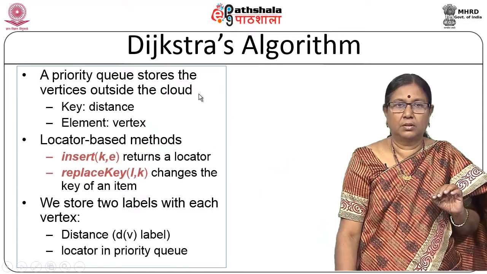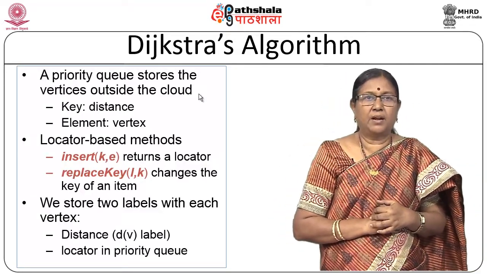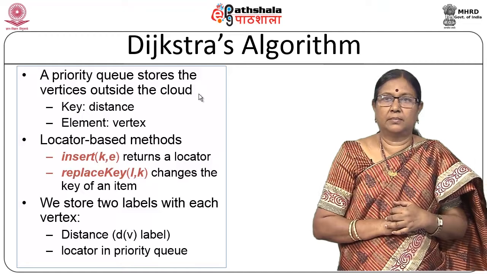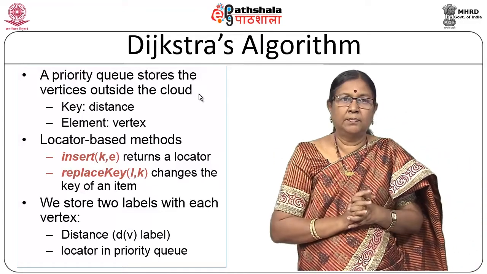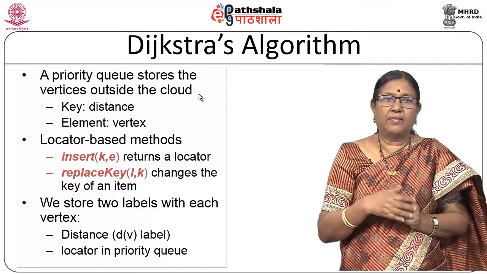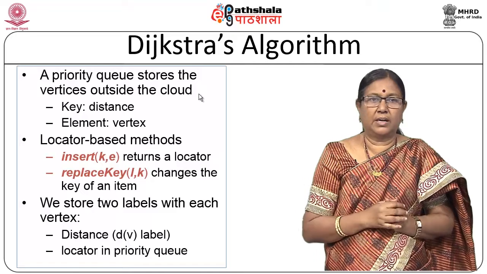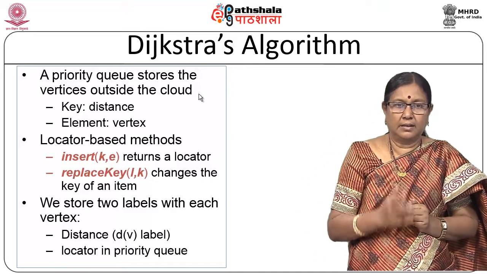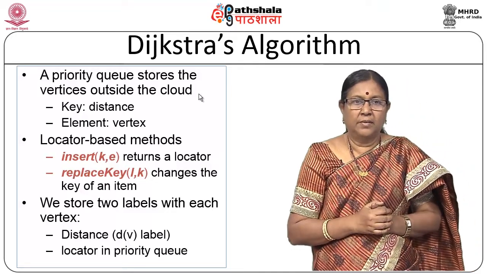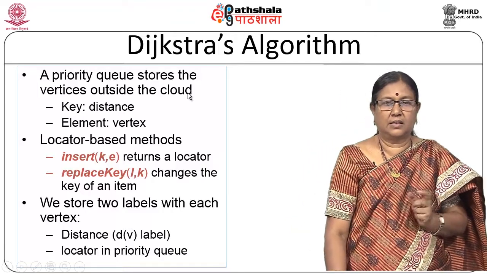Now, how is Dijkstra's algorithm implemented? A priority queue stores the vertices that are outside the cloud. The key will be the distance and the element will be the vertex, and you have locator-based methods. Insert (k, e) returns a locator, and replace key changes the key of an item. We store 2 labels with each vertex, the distance and the location in the priority queue.